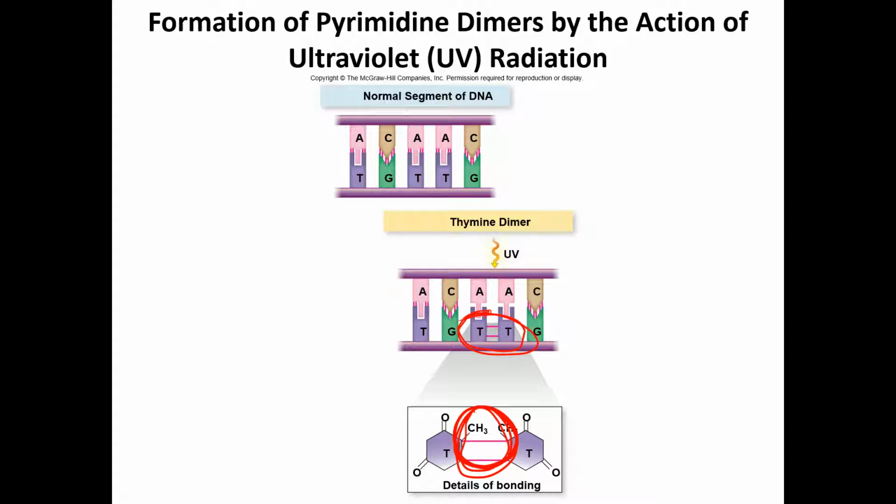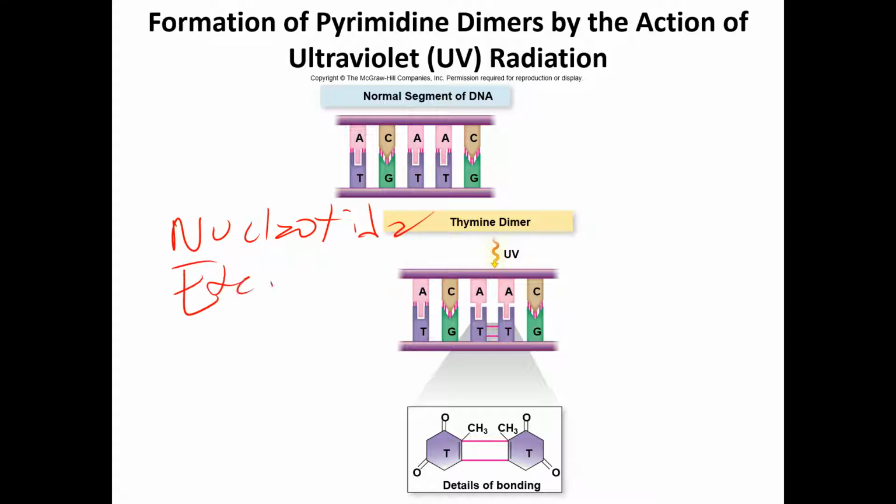Basically, now you have this covalent bond that's linking these two thymines. So this is where your DNA repair mechanisms come in, things like photolyase. This is a light-dependent enzyme that comes in and removes that covalent linkage. You also have a light-independent process called nucleotide excision repair, where the cell will come in and remove some of the nucleotides and then replace them with the appropriate nucleotides.